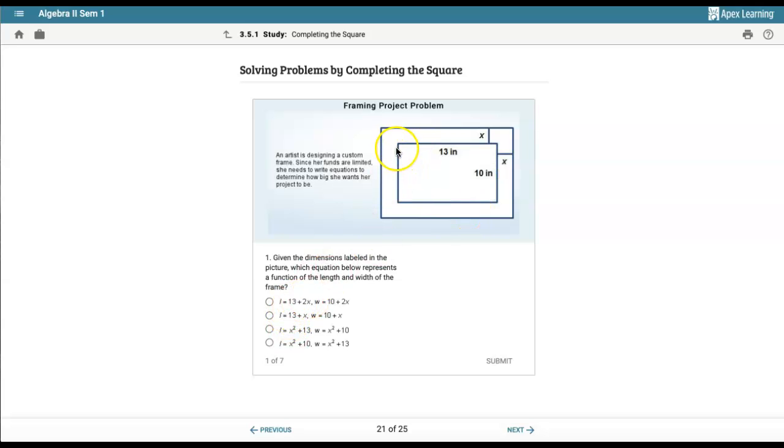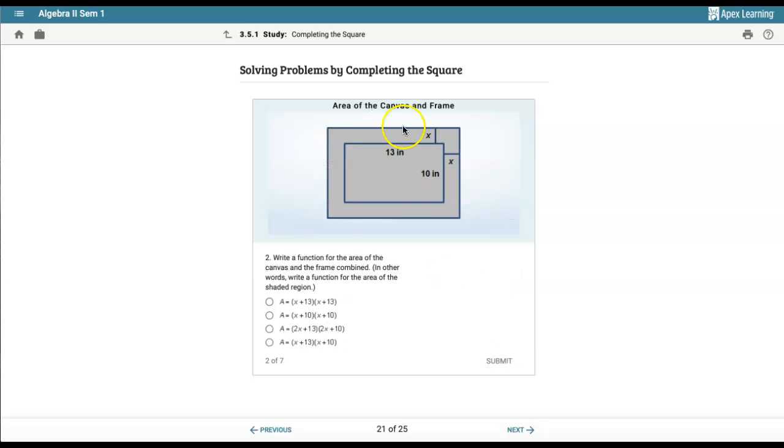So we actually have our length is 13 plus x plus x. So it should be 13 plus 2x, right? My width is 10 plus x, so it should be plus 2x, okay? And then it says write a function for the area of the canvas and the frame combined. In other words, write a function of the area of the shaded region.